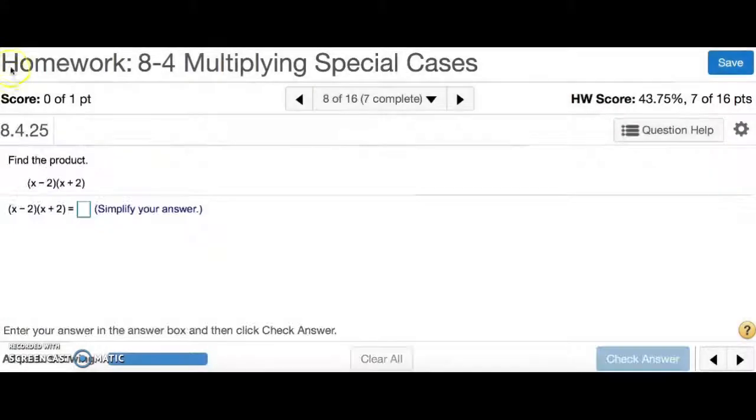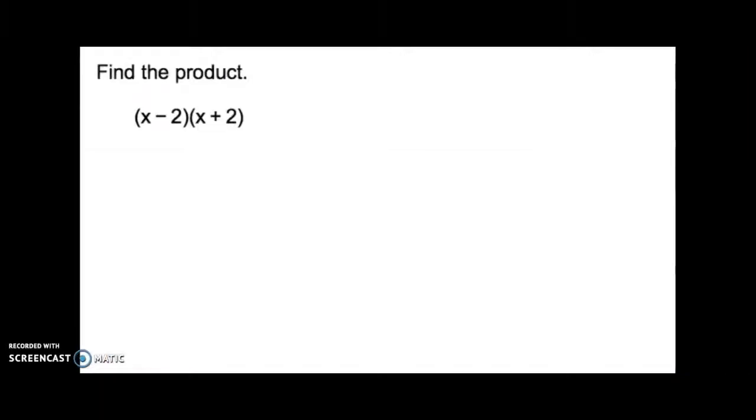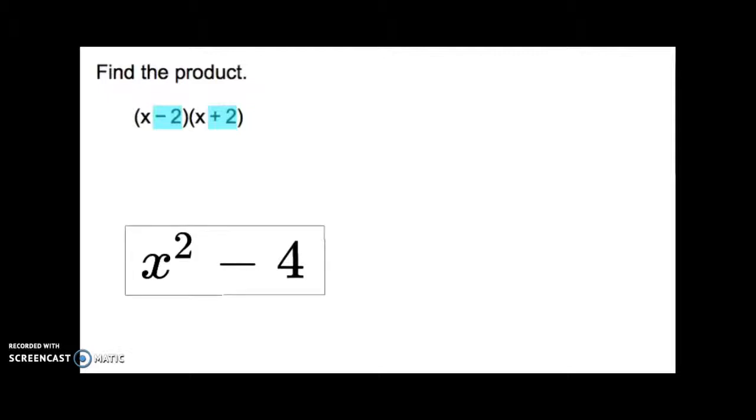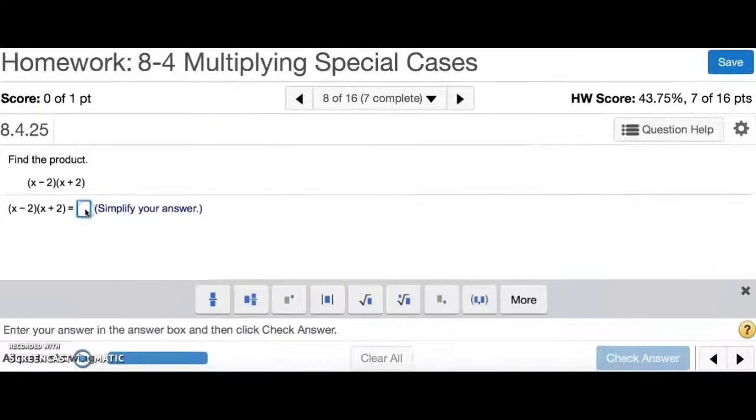That's number 7. Number 8, you're being asked to find the product. So let's take a look at it. To find the product, notice how the terms are the same in each binomial except the signs are different. So all we've got to do is multiply the first two terms together, which gives us x squared, and multiply the last two terms together, which gives us negative 4. And that's going to be our answer. So let's type it in. We have x squared minus 4.